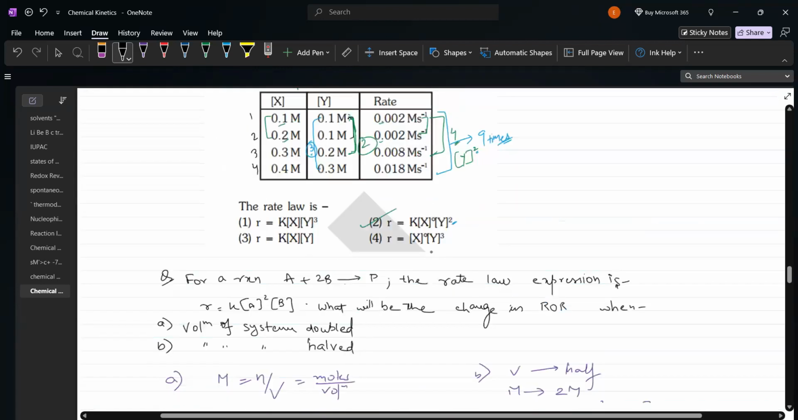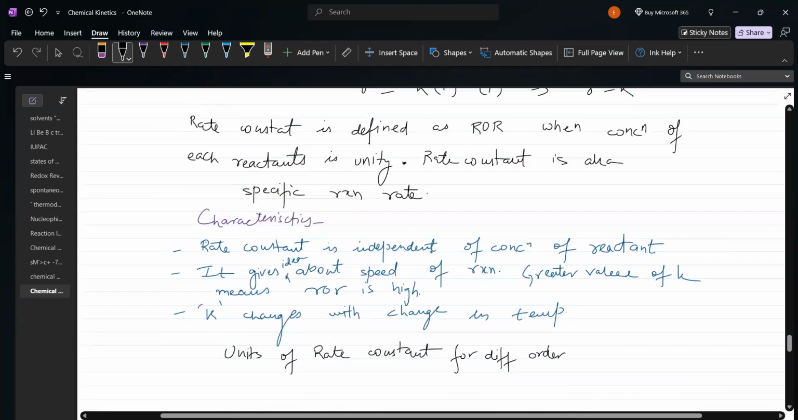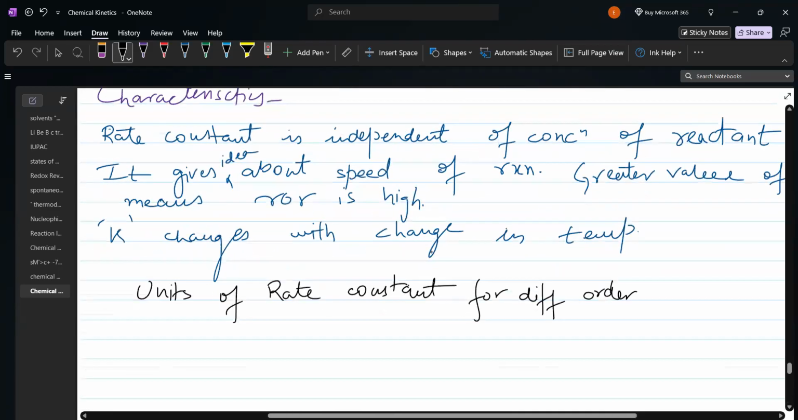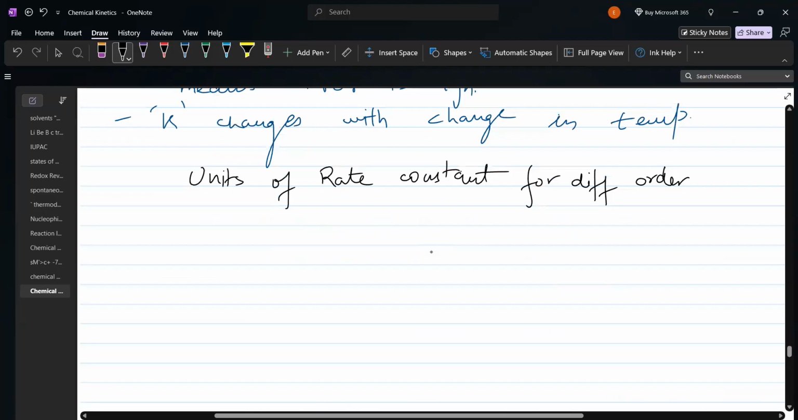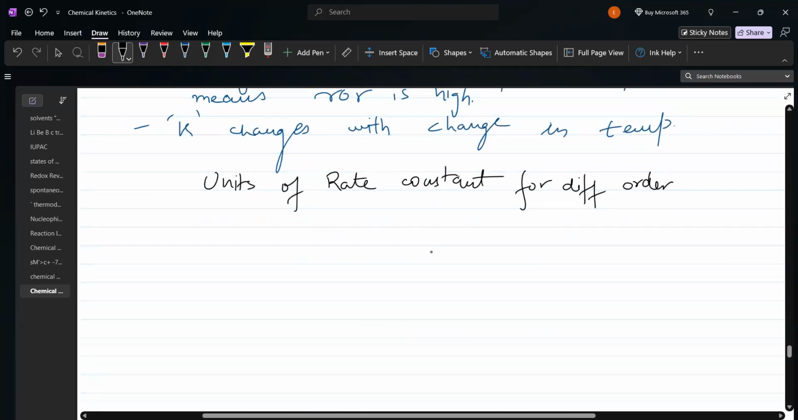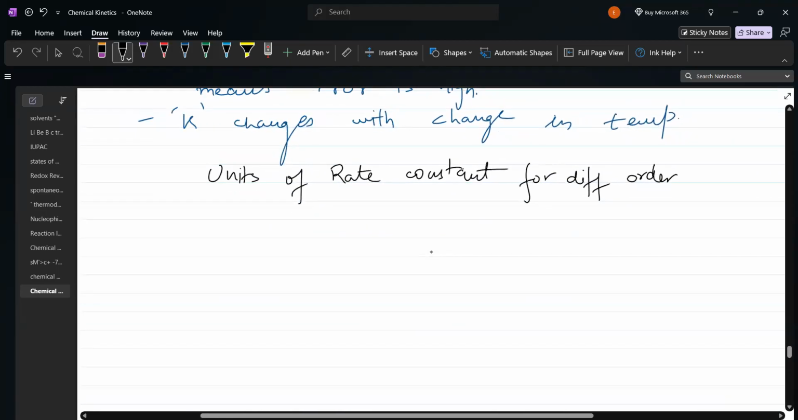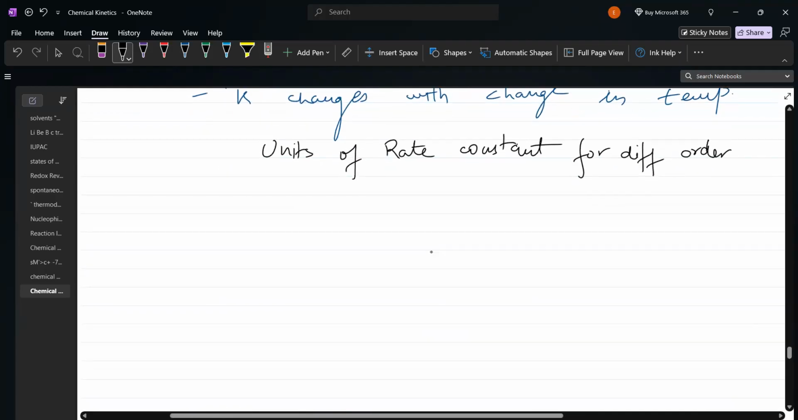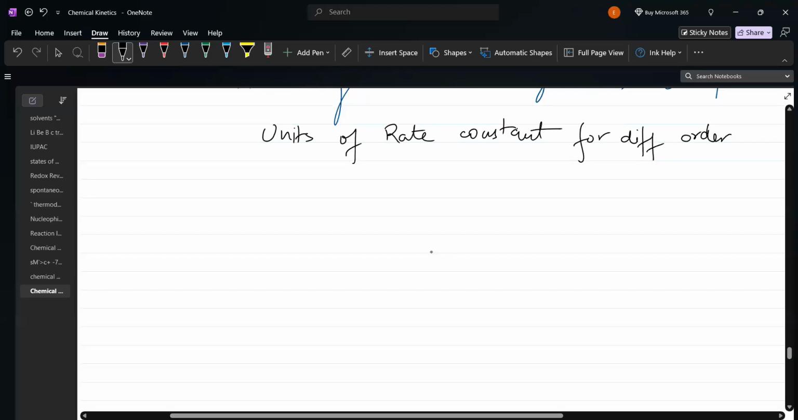Okay, so where were we? Just by looking at the unit of rate constant, we can directly comment what is the order of reaction. Is it 0? Is it 1? Is it 2? So let's see.